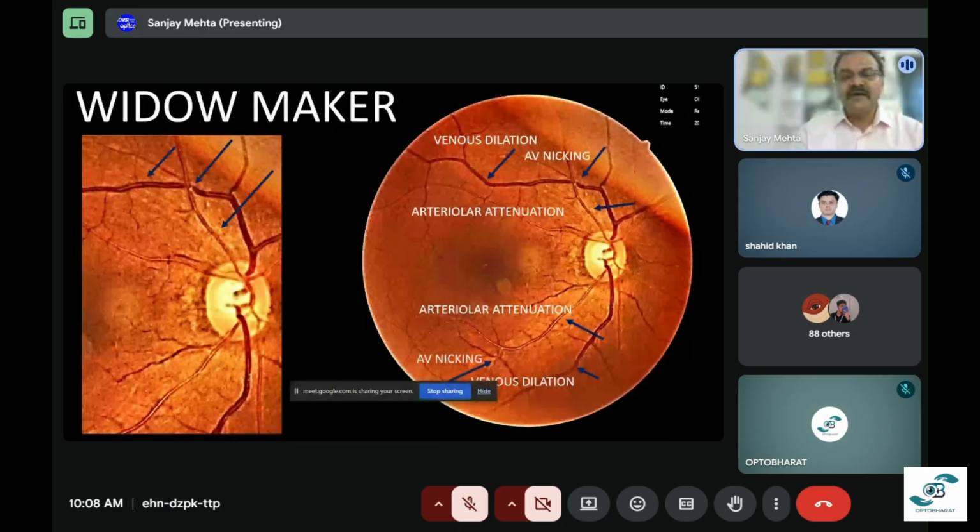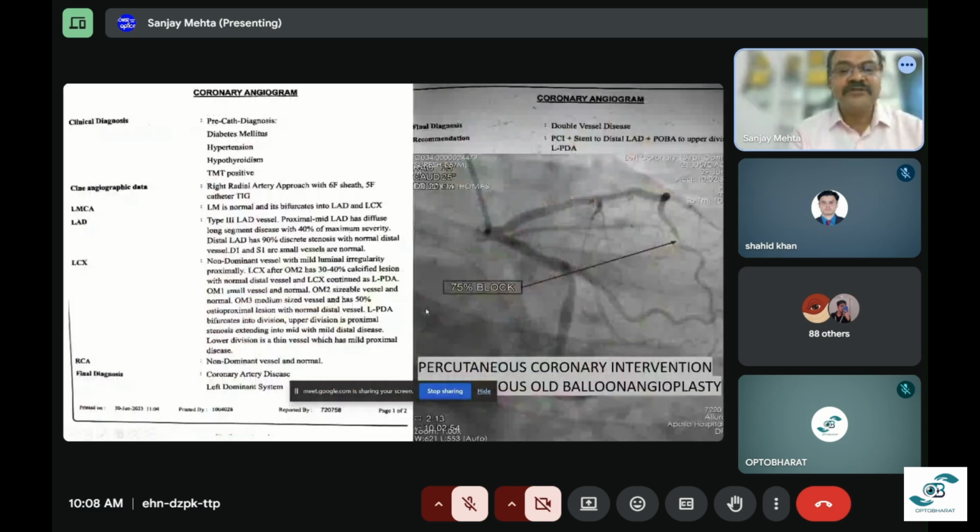Definitely, these arteries are very, very badly thinned out. And you can see inside also there is a lot of sclerosis. And this AV nicking, wherein the arteries become so hard that they start changing the shape of the path of the veins. So he did go to his cardiologist. It turned out he had a 75% block in the left anterior descending artery, which supplies blood to the whole body.